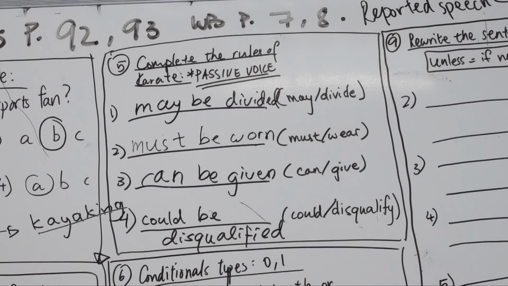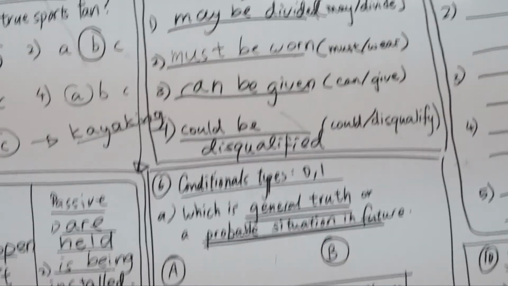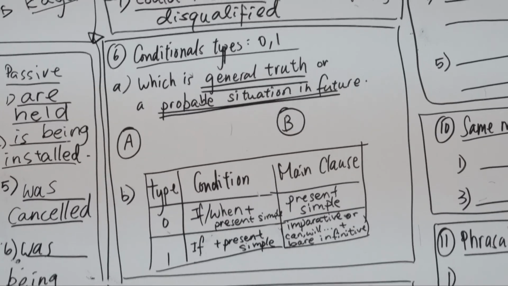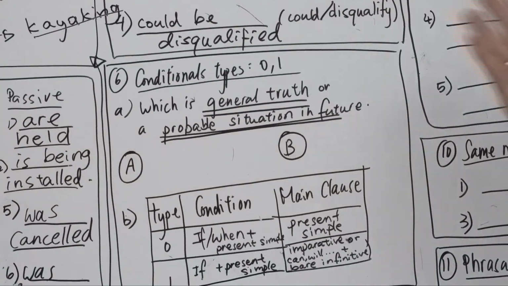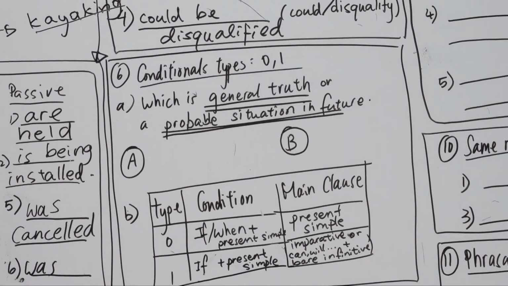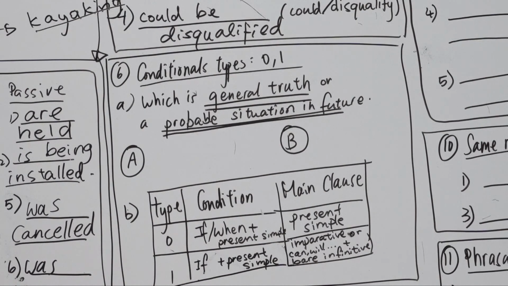Alrighty then, part 5, we are talking about conditionals, right? We have 2 types we will talk about. There are obviously 4 types, but for this class we will only focus on 2 types, type 0 and type 1. Now, do you know what the word conditionals mean? It means if, right? If something happens, then this will happen, right? Now we have type 0 and type 1, okay?